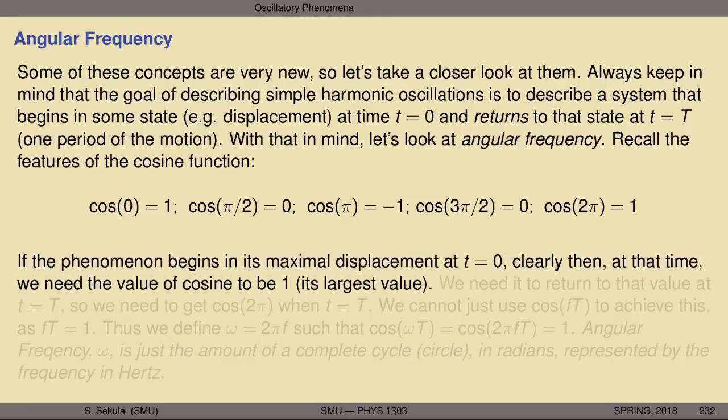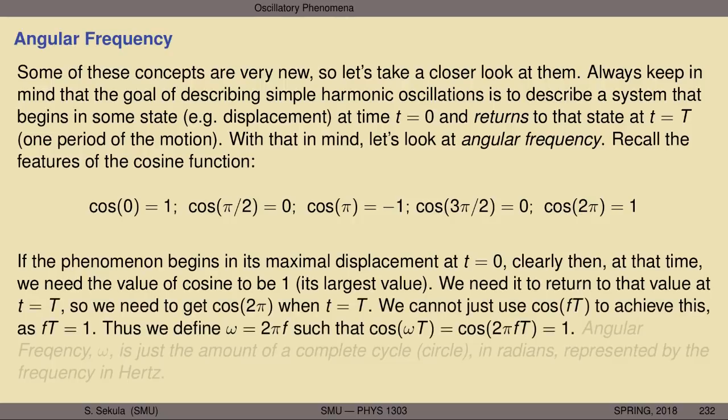So for instance, if the phenomenon begins in its maximal displacement at t equals 0, clearly then at that time we need the value of the cosine to be 1, because we want x to be equal to its maximal displacement. And at time 0, that means the cosine of 0 needs to be 1. So clearly we need the cosine to depend on time in some linear way, so that when t equals 0, the cosine of 0 can be equal to 1, its largest value. Now we then need it to return to that value when time gets to one period of the motion, capital T. So we need to get cosine of 2 pi when t equals capital T. When time gets to one period of the motion, we need the argument of the cosine to be 2 pi.